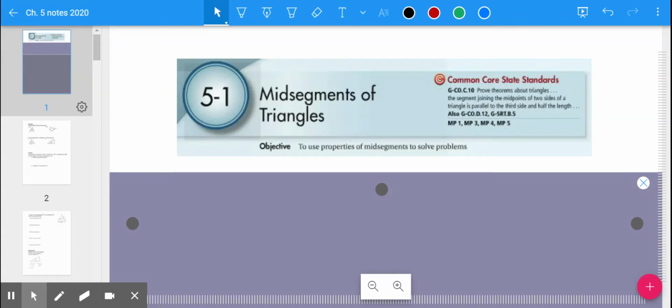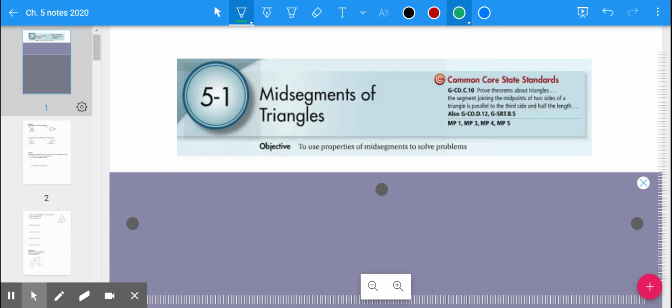Hey everybody, I'm here with you to start chapter 5 of geometry. This is section 5.1. We're going to start this chapter talking about mid-segments of triangles. And really this whole unit is going to be working through different relationships within triangles. And one of those things is a mid-segment. We're going to start talking about that today.